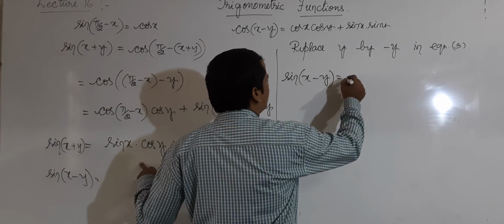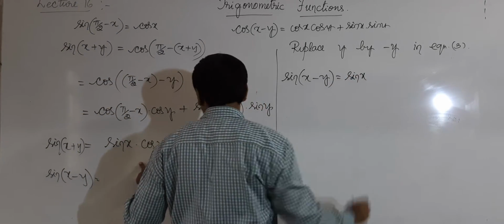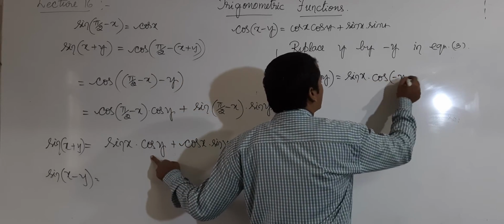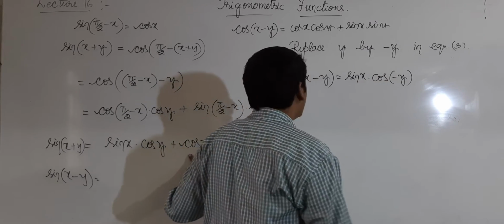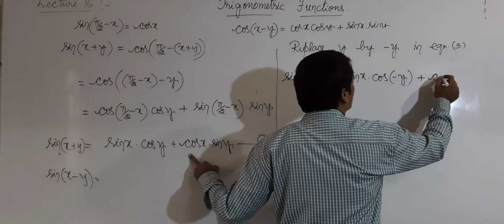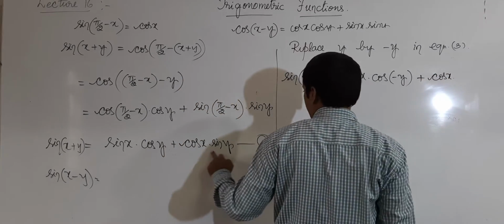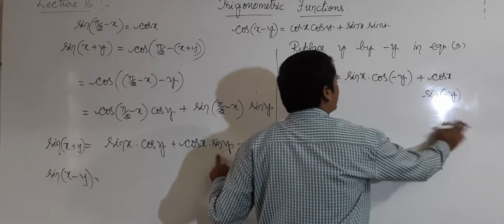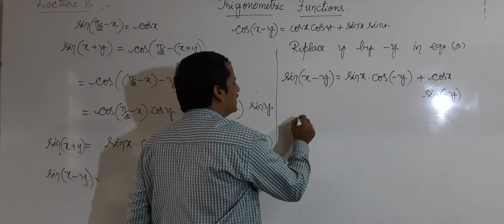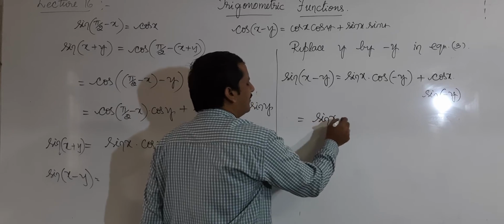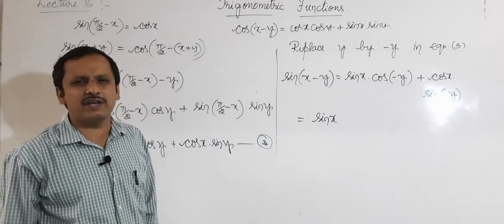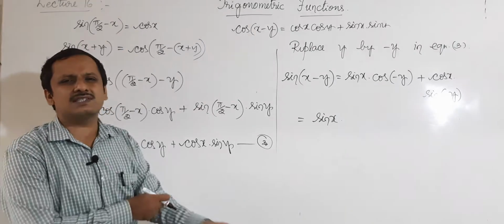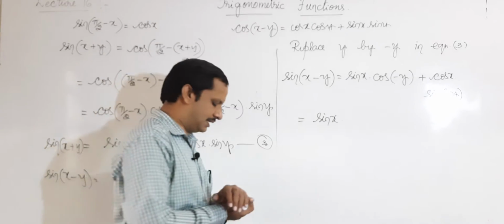That's equal to sin x into cos y, that y I will write it as minus y only, plus cos x into sin y, y I am writing it as minus y. Okay, that's equal to sin x into cos of minus y. Cos of minus y is equal to cos y itself, because cos of minus theta is equal to cos theta.